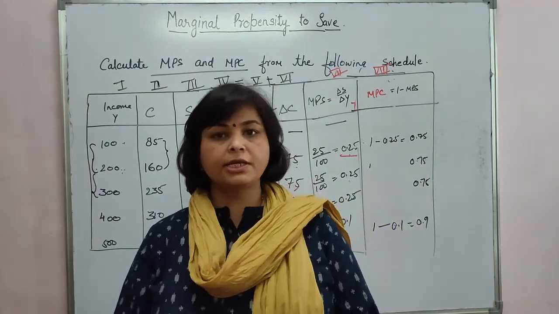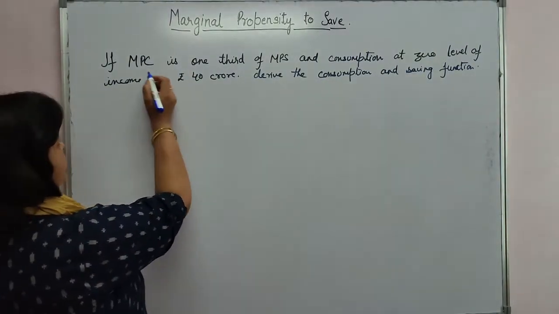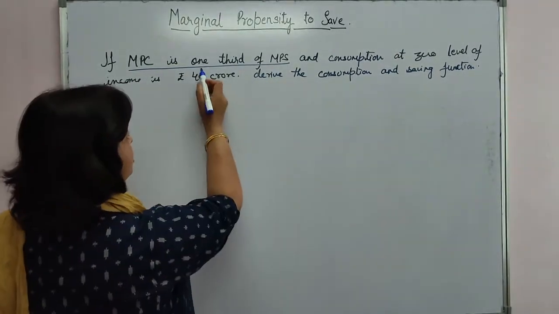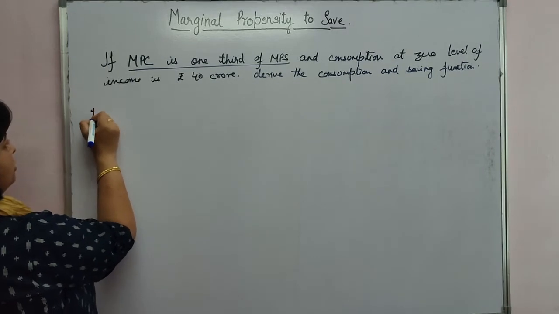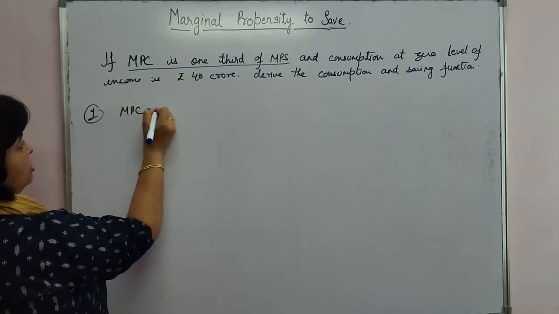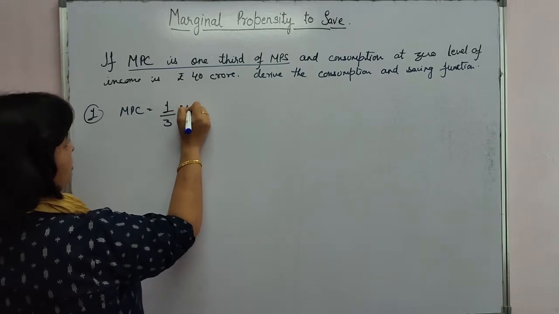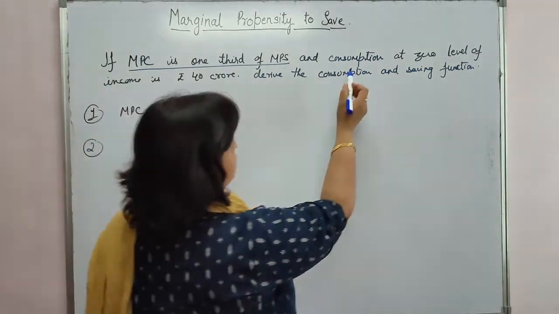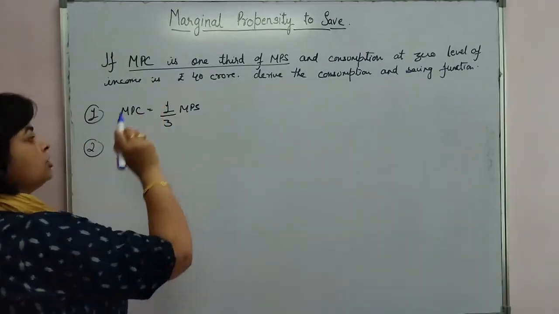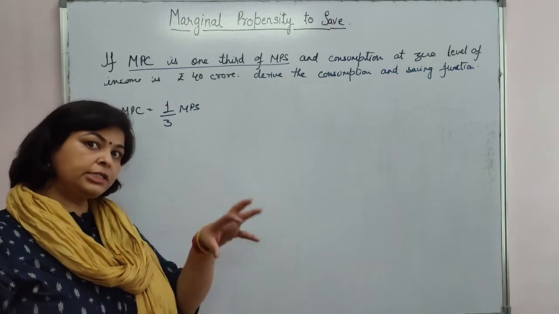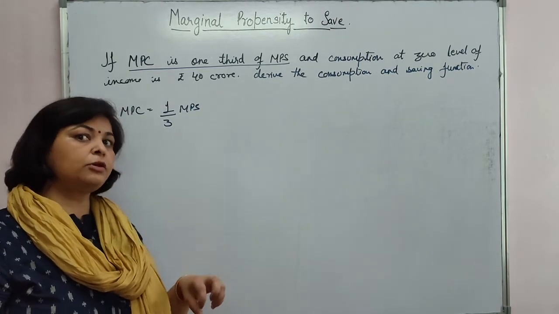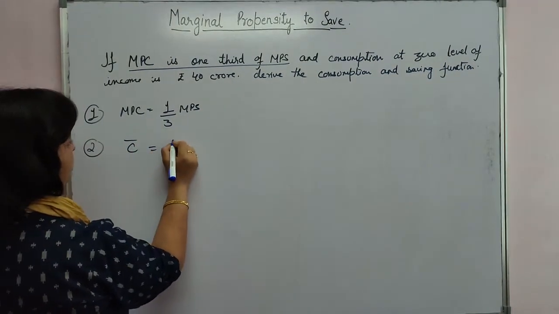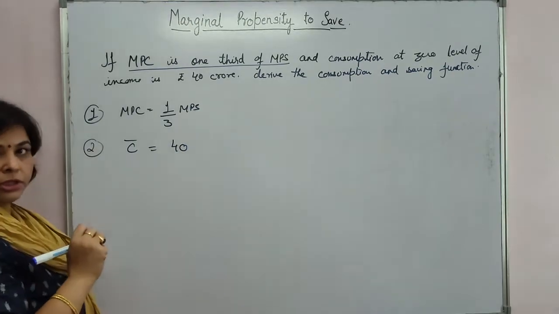Now we will solve another example. The second question is, the value of MPC is given as 1/3 of MPS. We will copy it here. MPC is equal to 1/3 MPS. Now the second thing which is given in the question is consumption at zero level of income is 40 crore. And we know that consumption which is done at zero level of income is known as autonomous consumption or C bar. So the value of C bar is given as rupees 40 crore in the question.